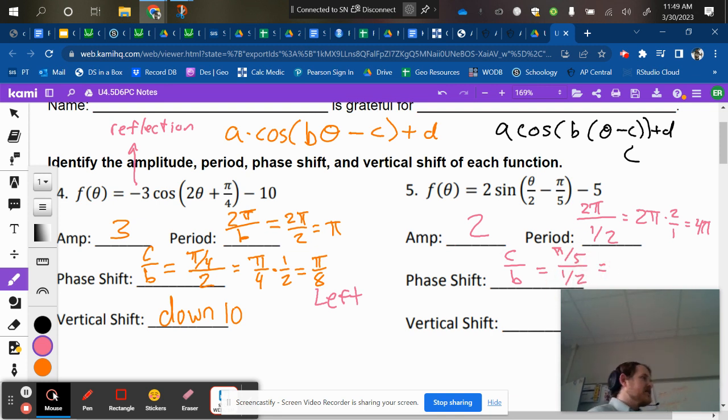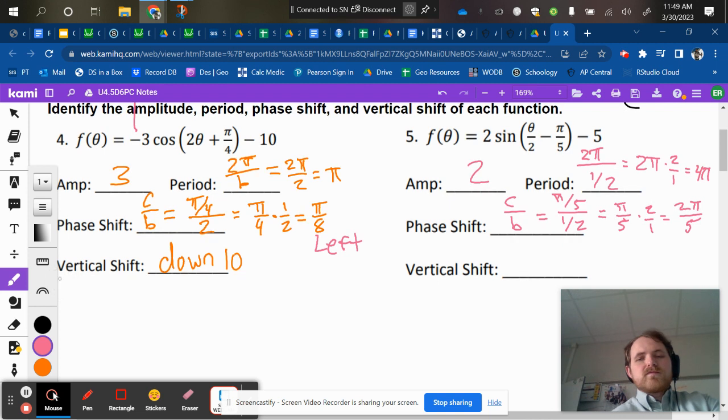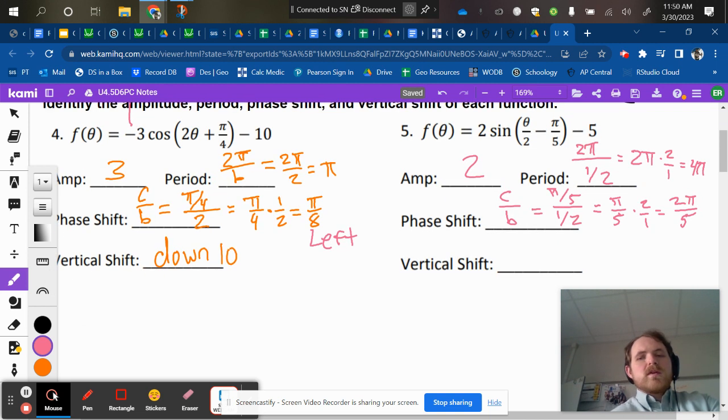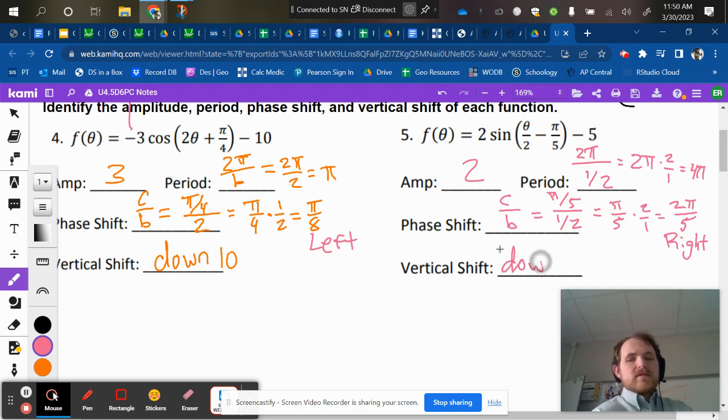Who's happy that we have 3 fractions? Not me. So we keep it, change it, and flip it, giving us 2 pi over 5 is our phase shift. So the good question, the phase shift specifically, you're just describing how much it moved, and then you'll say left or right. So the phase shift itself is a right phase shift. Vertical shift is down 5.